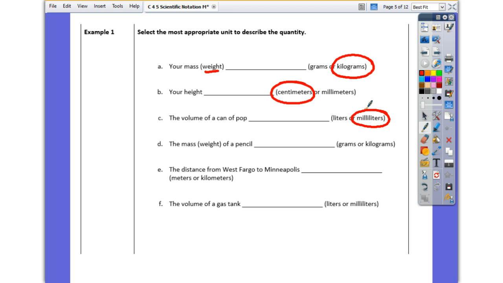How about the weight of your pencil? Grams, because that would be like the paper clips. How about the distance from West Fargo to Minneapolis? Kilometers. And then last, how about to measure the volume of how much gas is in your tank? Liters. You could use liters.